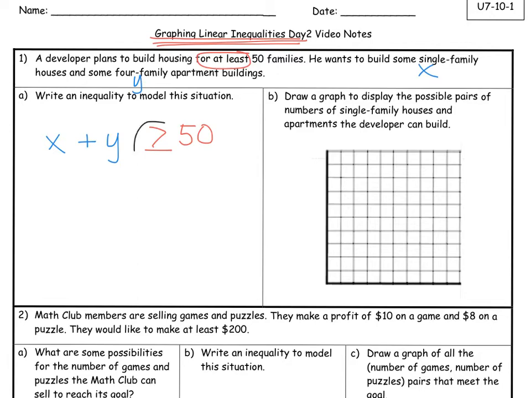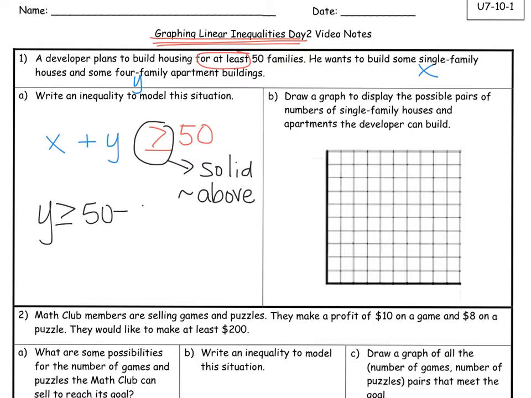So when we go to graph this, because it's greater than or equal to, it's going to be a solid line. And since it's greater than or equal to, we're going to be shading above the solid line. So you have two choices here. You can graph using the x- and y-intercepts, or we can just convert this to a Y equals equation, which is fairly simple. Just subtract X from each side, and we get Y is greater than or equal to 50 minus X. So this gives us a slope of -1 and a Y-intercept of 50.